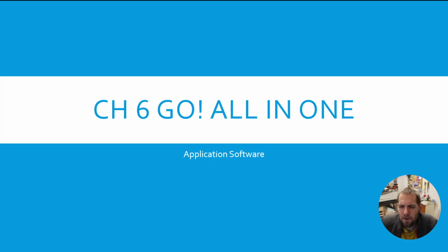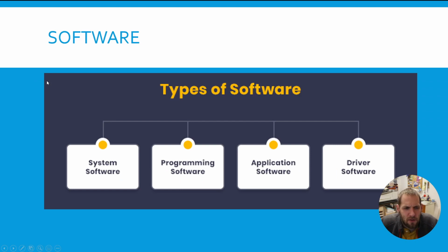Right, so chapter 6 of Go All-in-One, we are doing application software. When it comes to application software, I think your book talks about two or three. I found this one which has four on it. There's always going to be a whole bunch of different ways to divide things.